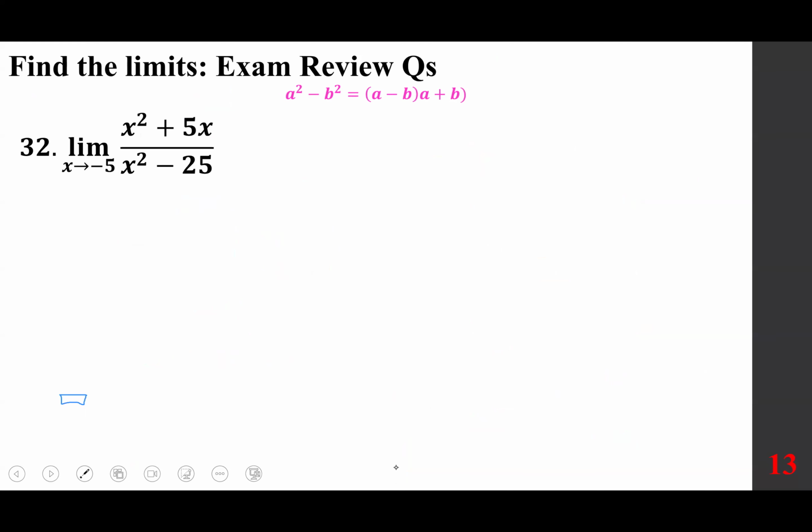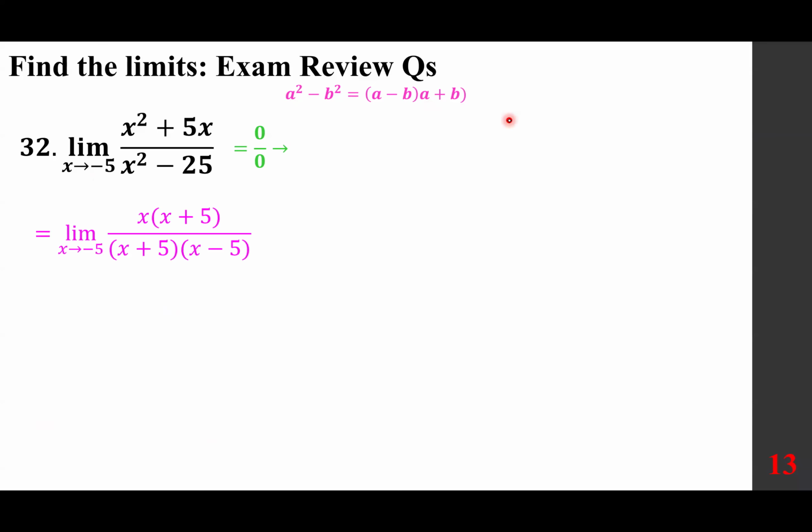Over here, if you plug in, you get 0 over 0. And you plug in minus 5. The technique is factoring. By the way, x approaching minus 5 means it has to have a factor of x plus 5. A squared minus b squared is a minus b times a plus b. We factor the top and the bottom, and we get rid of x plus 5.